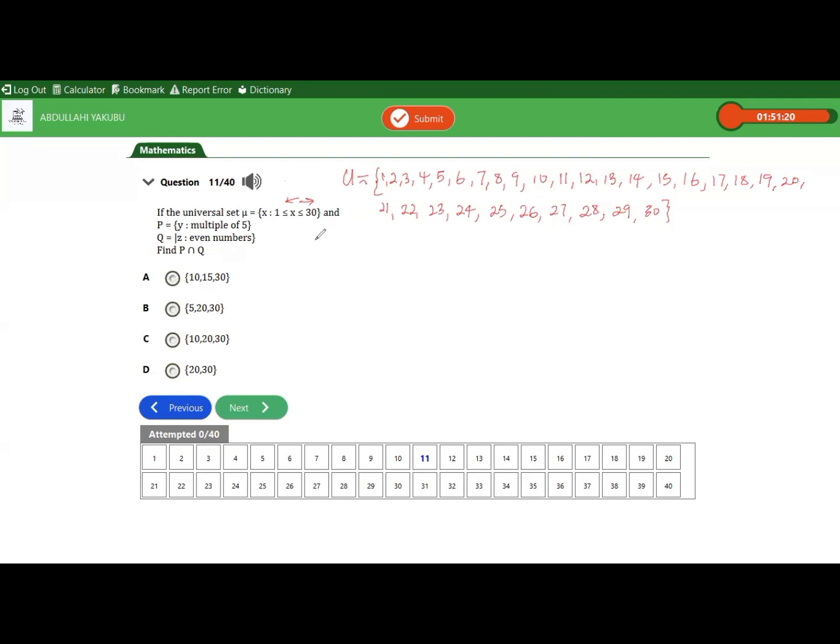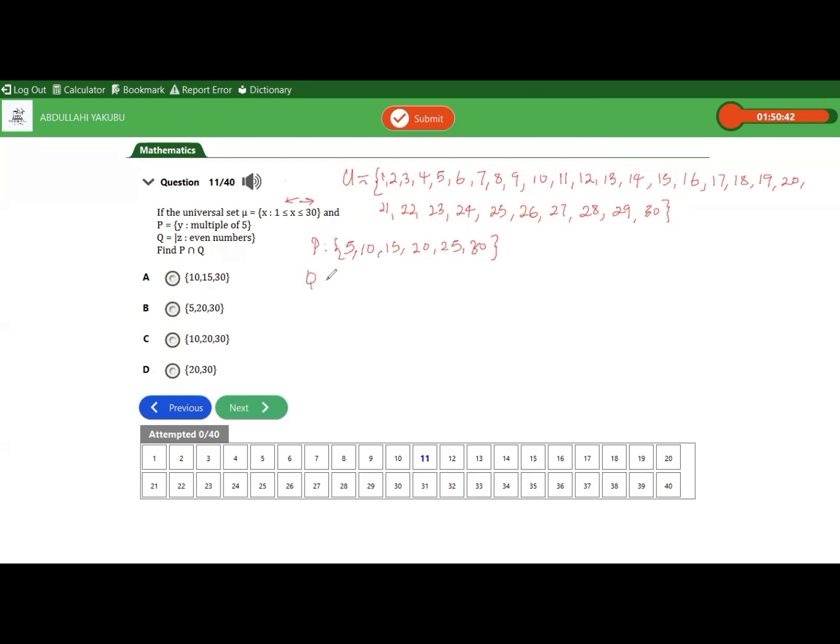So set P is a set of y such that y is a multiple of 5. So multiple of 5, we start from what? 5, 10, 15, 20, 25, multiple of 5, meaning we are counting in 5, right? 30. I don't need to go beyond that because my universal set stops at 30. Exactly. So my other set will not be more than the universal set.